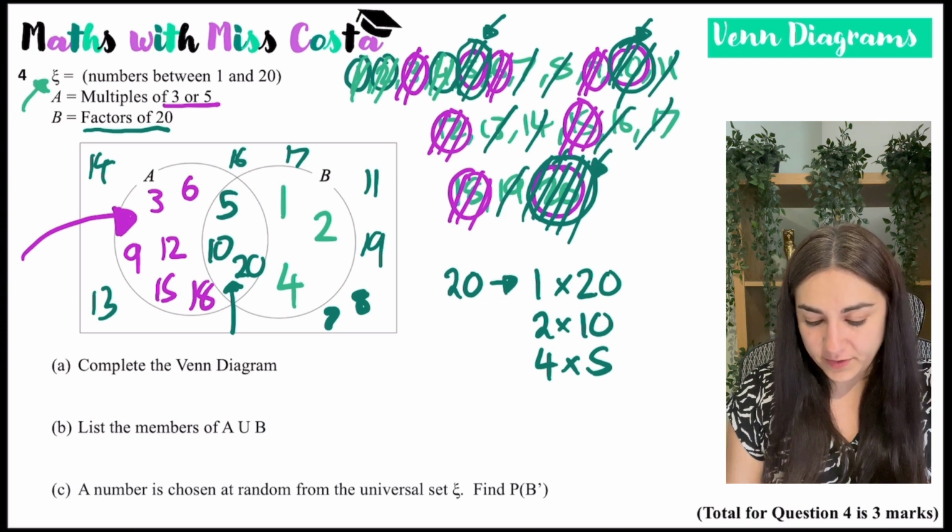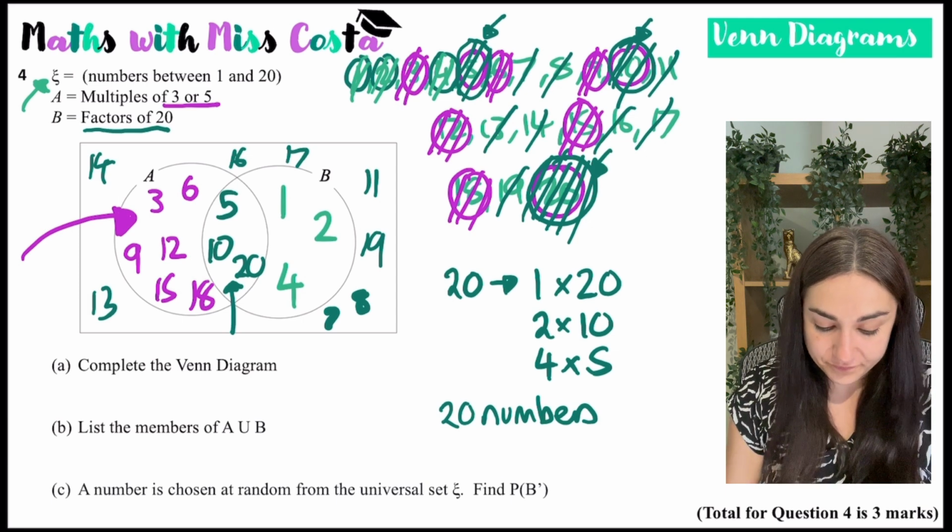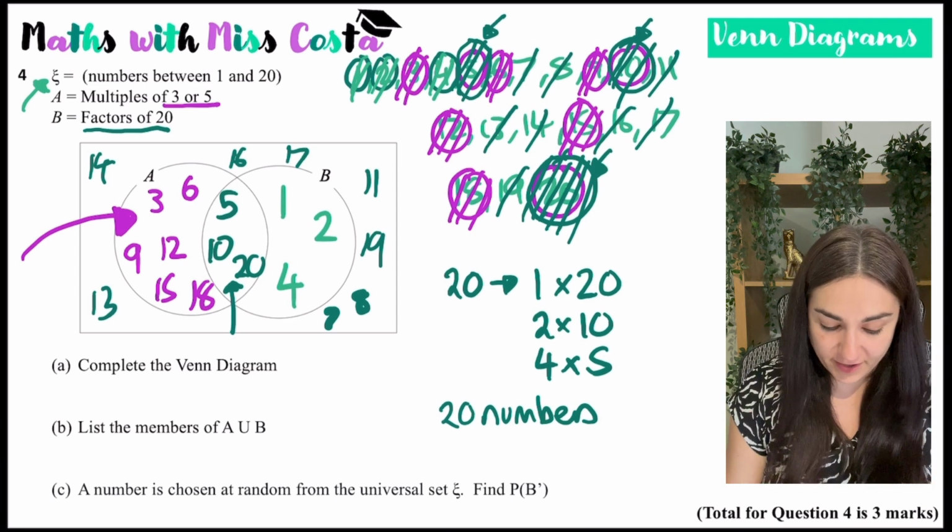In total there are 20 numbers, so you might want to double check by seeing if there are 20 numbers in there. And that's how we'd fill out the Venn diagram.